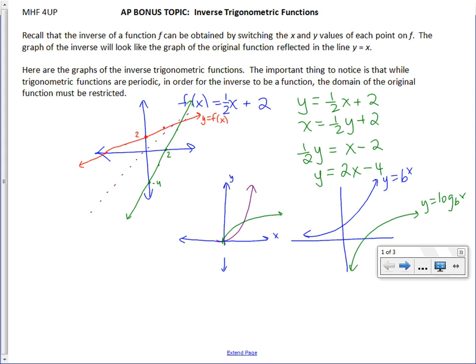We're going to look at the 6 graphs. And the important thing to notice is that while trig functions are periodic, in order for the inverse to be a function, the domain of the original function must be restricted.